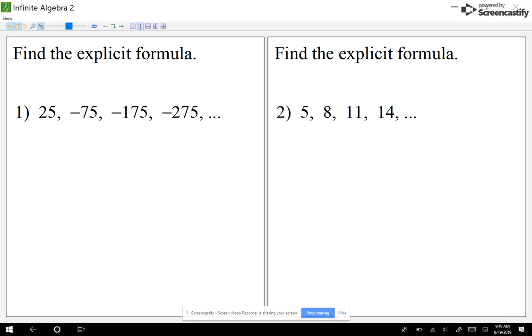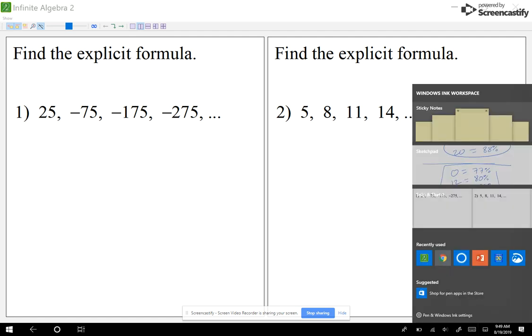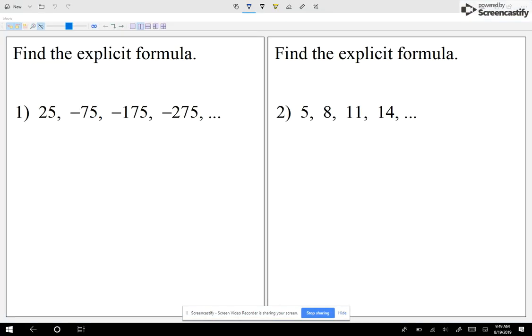All right, so looking at arithmetic sequences, what we do with arithmetic sequences is basically I'm adding the same thing over and over and over. If we look at example number 1, each time I'm subtracting, so in this case I'm adding a negative number, I'm subtracting 100, right? From 25 to get negative 75, I subtracted 100. From negative 75 to get negative 175, I subtract 100, subtract 100, on and on and on.